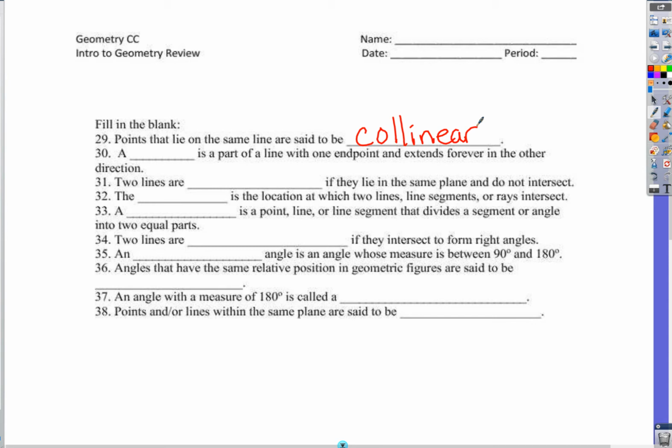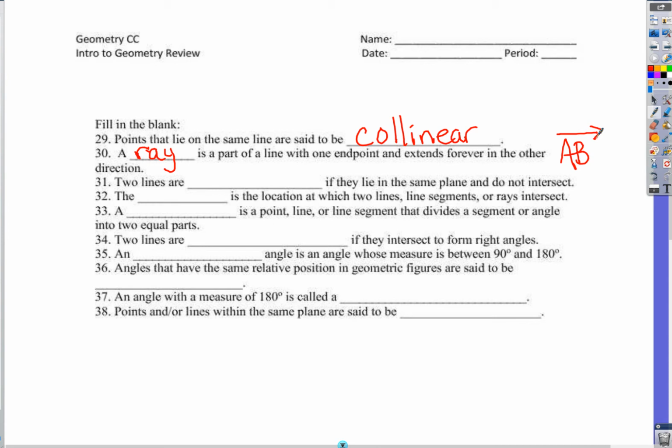Number 30, a blank is a part of a line with one endpoint and extends forever in the other direction. What do we call that? Ray. It's a ray. So if I want to have ray AB, it would be an A and a B. So my A would be the endpoint and my B would be the ray going on forever in the other direction.